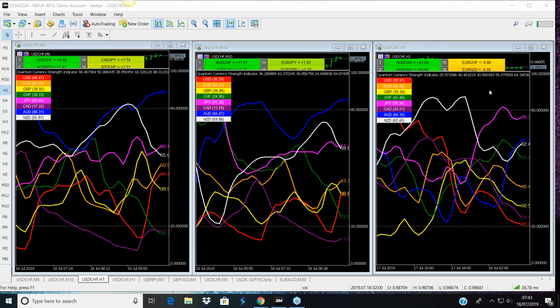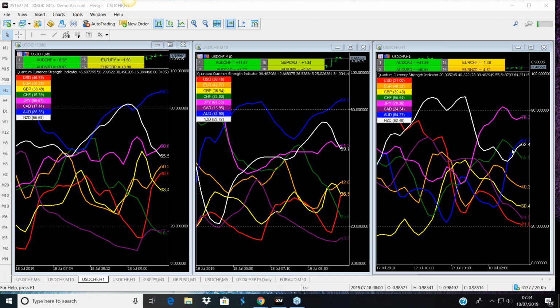And as I said, you always start with the CSI, and the first thing that catches our eye is the Aussie dollar. This is the blue line, and as you can see here, it's been rising and rising quite strongly. This is on the 6 minute. We can see it's still rising on the 10 minute, and on the hourly chart it is still rising. So clearly on this time frame, it looks as though there is some way for this currency to move higher.